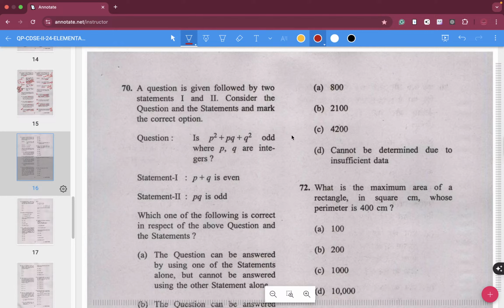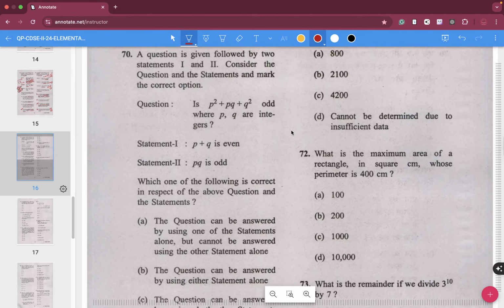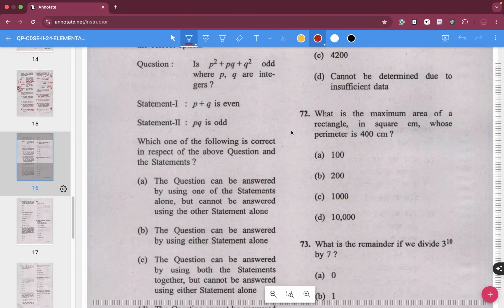Now let's move on to the next question, folks. The last and final statement type question. A question is given followed by two statements 1 and 2. Consider the question and the statements and mark the correct option. The question is: is p square plus pq plus q square odd, where p and q are integers? Statement 1: p plus q is even.